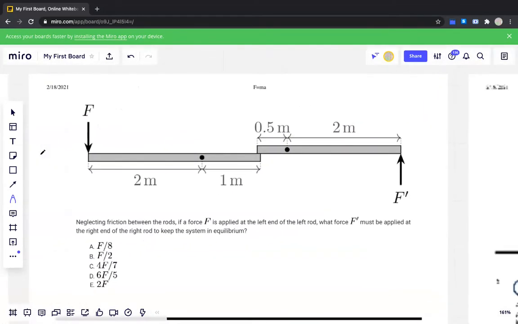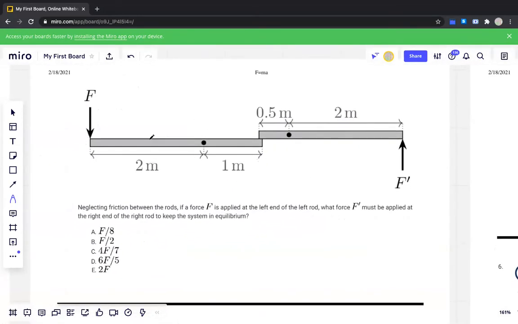Okay, so for problem 3, we have two rods that are both hinged to the ground at two different points. We have a left rod and a right rod. On the left rod, we have a force of F being applied a distance of 2 meters away from the hinge. And on the right rod, we have a force of F prime being applied a distance of 2 meters from the hinge. We're told that the system is in equilibrium, and we want to find what force F prime makes it so that the system is in equilibrium.